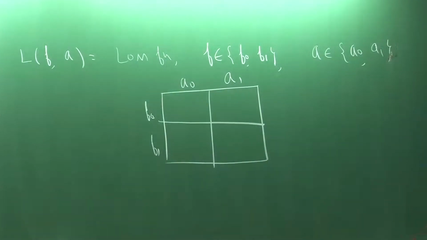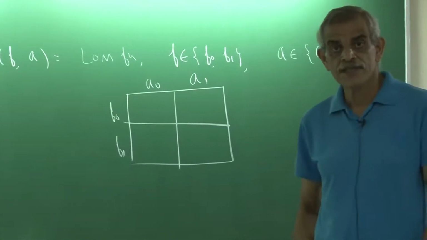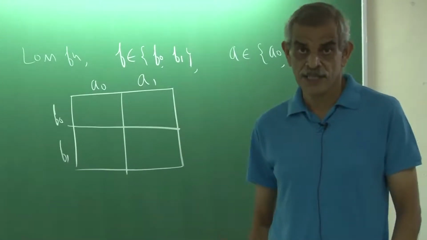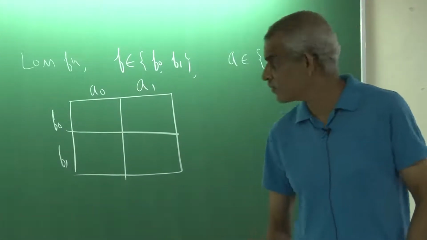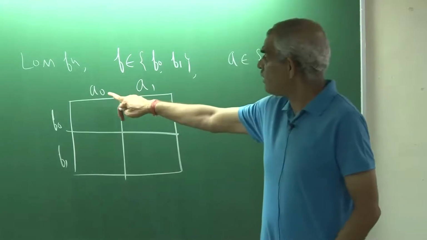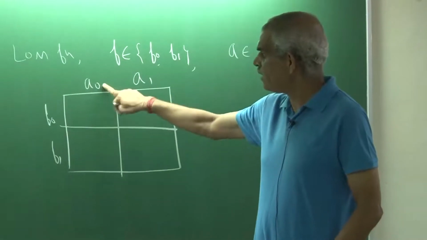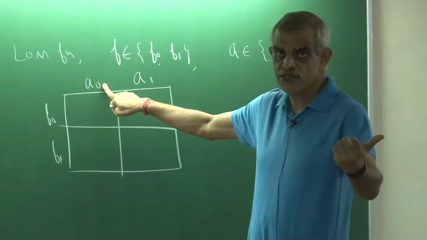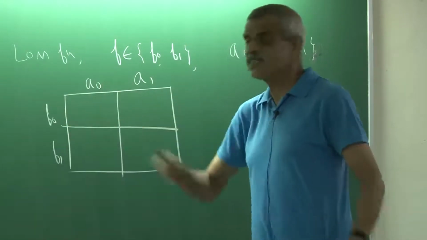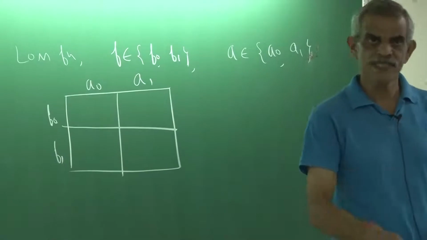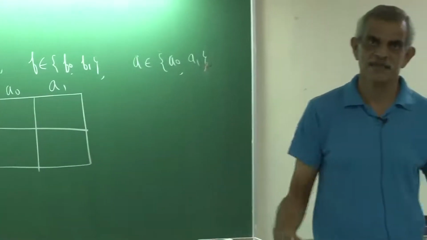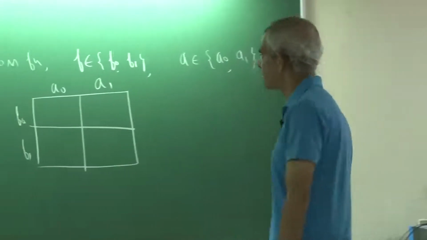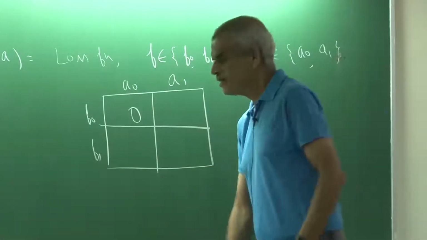Normally I take my loss to be non-negative, and my loss is 0 if I am taking the correct action. Now what should be the element over here? The loss in taking action a0, that means saying that f0 is the true state of nature, when actually f0 is the true state of nature. So that means my decision is correct, my action is correct. So in this case, I can take the loss to be 0.